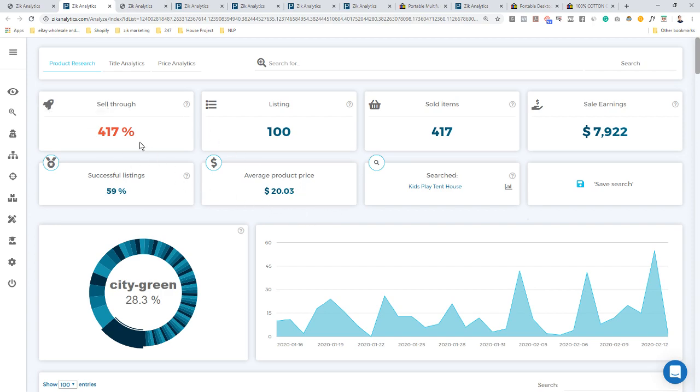So interesting. This product has some interesting demand. 417 sell-through, 59 success rate. Demand is not huge, but success rate is very high here. We also see an increase in sales here. And by the way, we see in general on eBay an increase in sales, also in the overall stats in Zik. It's very interesting. eBay somehow got more traffic lately. So this is an interesting product.